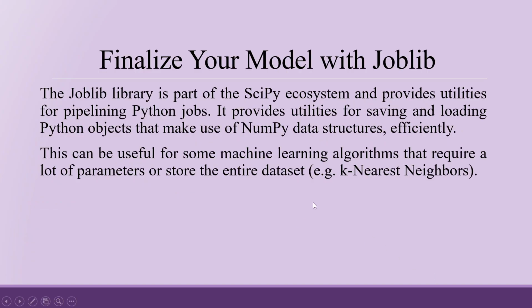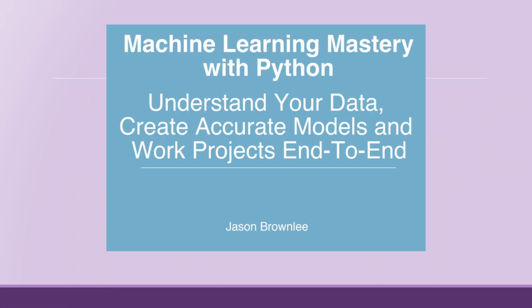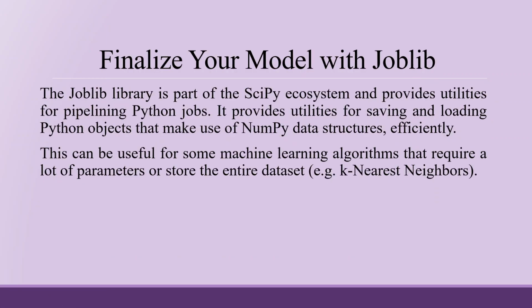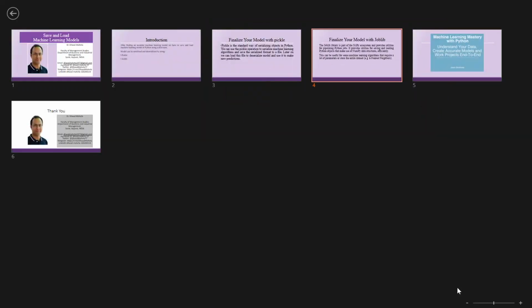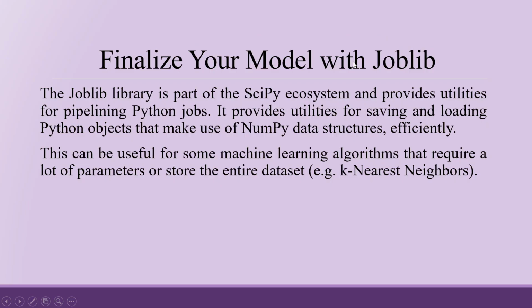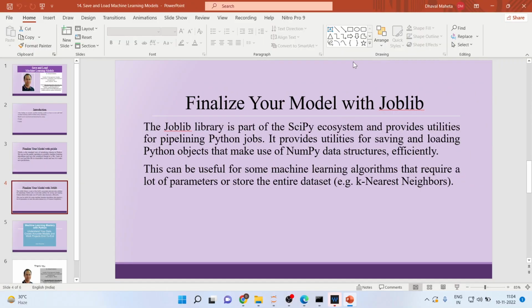Now comes Joblib. The Joblib library is a part of the SciPy ecosystem and provides utilities for pipelining Python jobs. It provides utilities for saving and loading Python objects that make use of NumPy data structures efficiently. This can be useful for some machine learning algorithms that require a lot of parameters or store the entire data set. Now, how we can do this? Let's see in Jupyter Notebook.